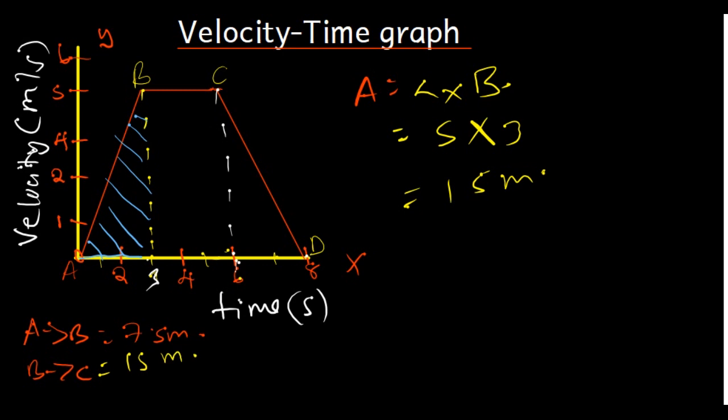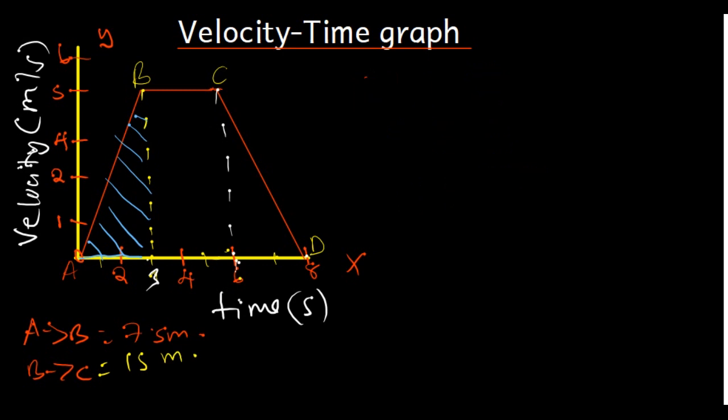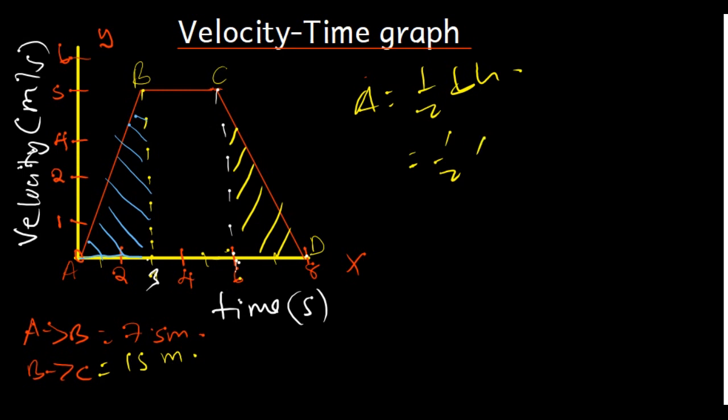Now we need also to find the displacement or the distance from C to D, which is the same. We are just supposed to find the area under this curve. The area is equal to half BH. If you have been given a triangle, this is the formula: half BH, the breadth times the height. What is the breadth which we have? We have the breadth as 6 to 8. Now you say 8 minus 6, which gives us 2, times the height, which is 5. So I can cancel the 2 and I remain with 5 meters. From C all the way to D, I'm getting 5 meters.